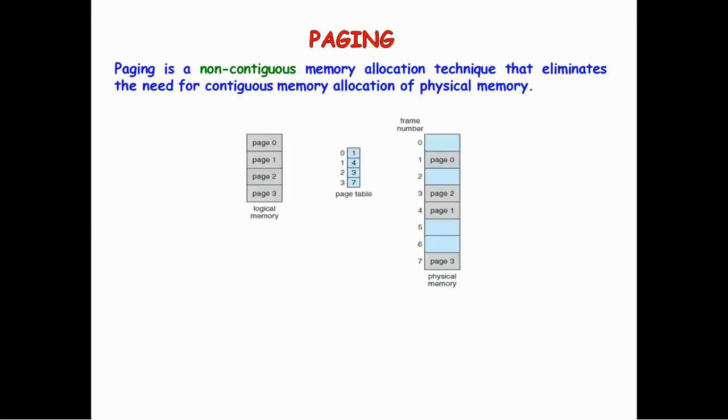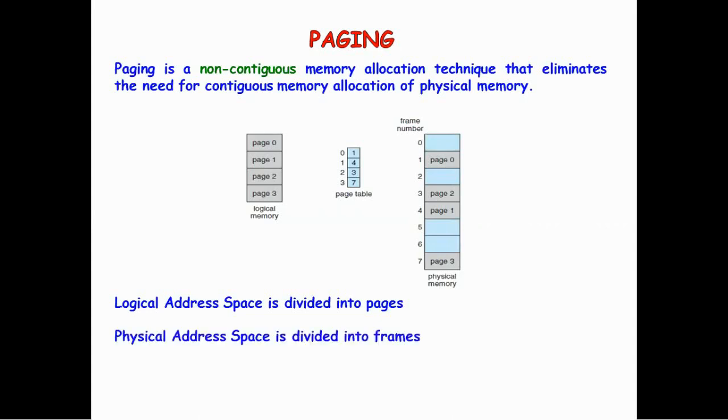Let us see paging. Paging is a non-contiguous memory allocation technique that eliminates the need for contiguous memory allocation of physical memory. In this diagram, logical address space is divided into pages of equal sizes. Physical address space is divided into frames of equal sizes.